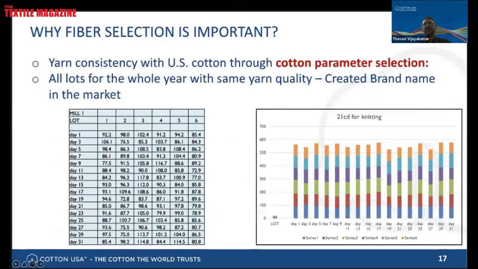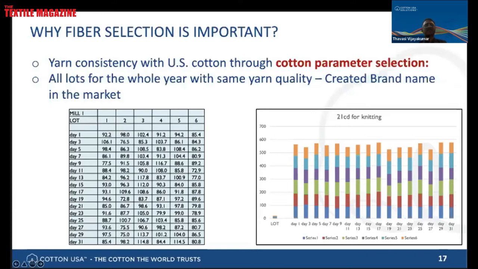These are the actual data from a running mill. You can see a carded yarn is selected. All these lots are from selected US cotton. And here the parameter selection was very good, and the mill used a 100% bale management system. And this is the yarn quality achieved for a period of 1.5 years.